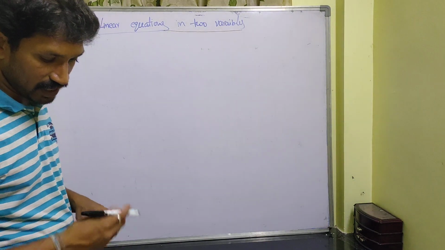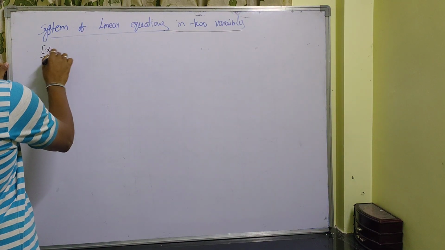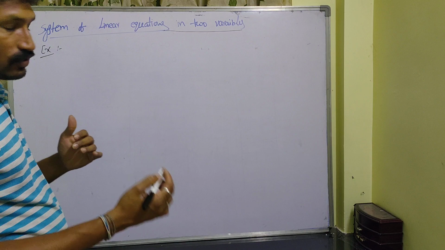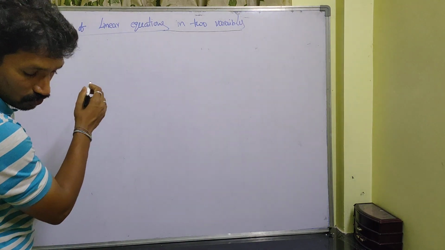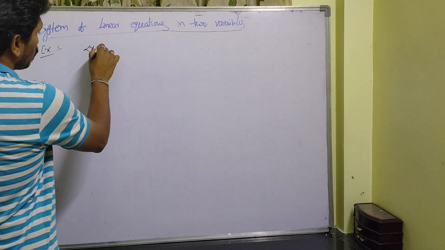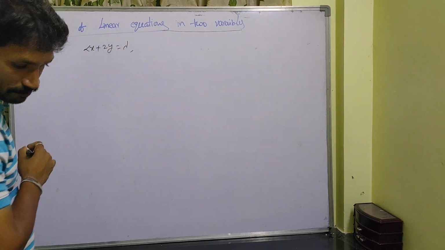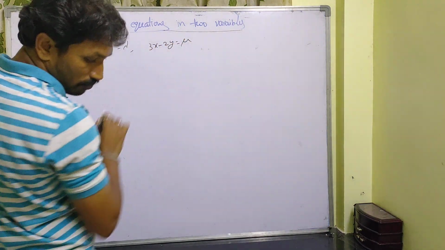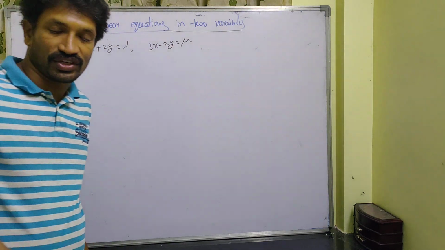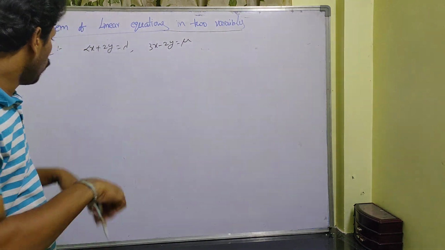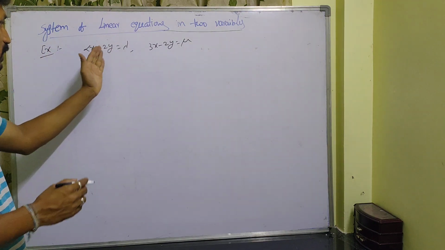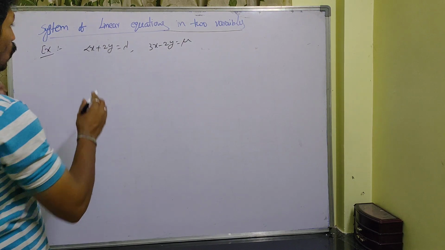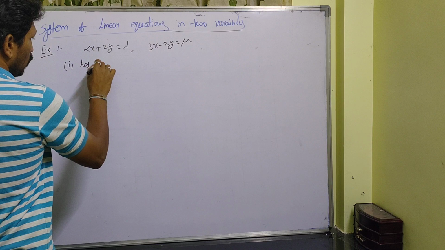Next question, see here, next example. Based on the equations, I give 3 questions. See here, first the two linear equations are alpha x plus 2y is equal to lambda and 3x minus 2y is equal to mu. These are the two equations. Okay. So if I ask you like this, if alpha x plus 2y is equal to lambda, 3x minus 2y is equal to mu, has no solution. First question, has no solution.